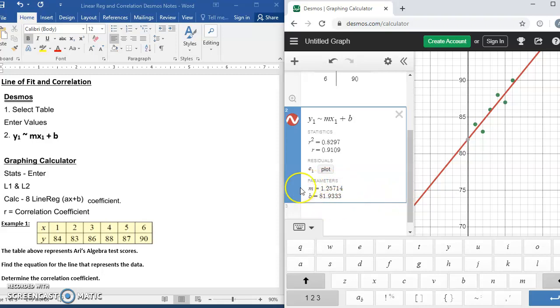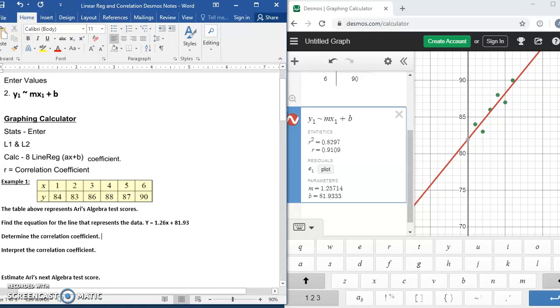I'm going to approximate these two to answer this part, which is find the equation of the line that represents this data. So that equation would be y equals mx plus b. I'm going to say that's about 1.26x plus 81.93. I'm going to round to the nearest hundredth for that piece.